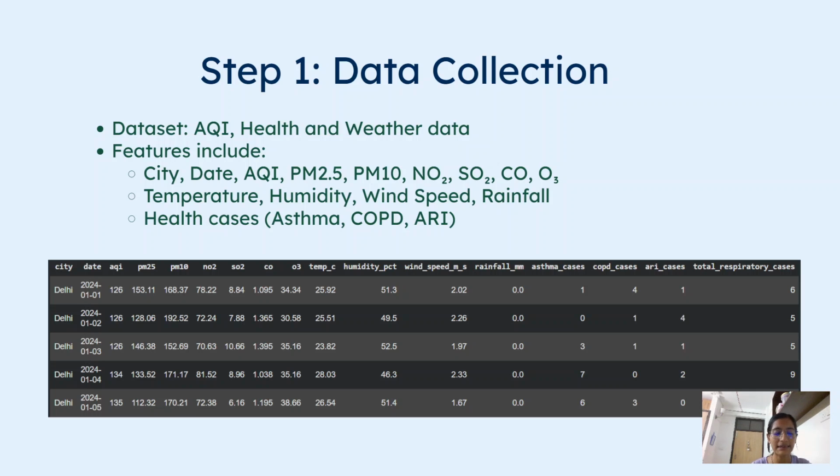We use an integrated dataset which combines AQI, health, and weather data. The features included in our dataset are city, date, AQI, PM2.5, PM10, NO2, SO2, CO, and O3. All of these, PM2.5, PM10, NO2, SO2, CO, and O3, are our pollutants. Along with that, we also include temperature, humidity, wind speed, and rainfall, which are the weather data. And in the health data, we also include asthma cases, COPD cases, and ARI cases.